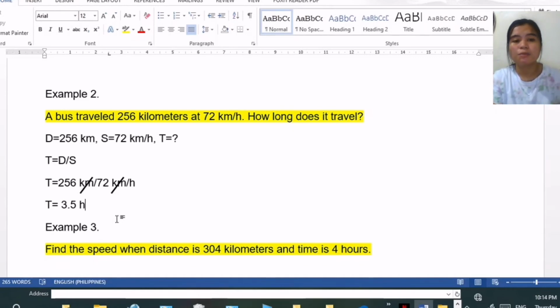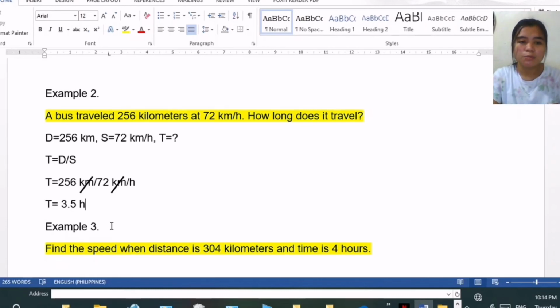it could be hour, minute, or second. Okay? Since we are talking about kilometers, it should be hours. Like I said earlier, no one can travel for just seconds for that many kilometers. That's impossible. So, the answer for this is 3.5 hours. Okay? Don't forget the unit. That is the answer for example number 2 when you compute for time.